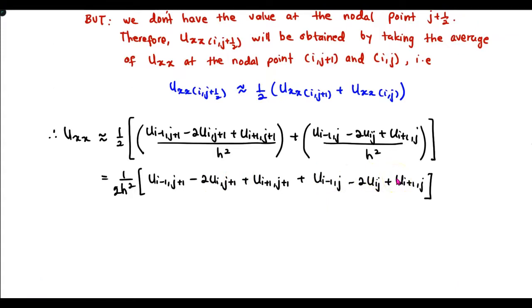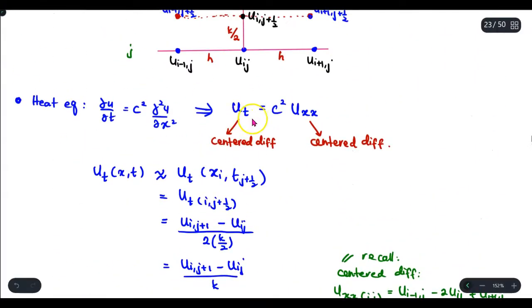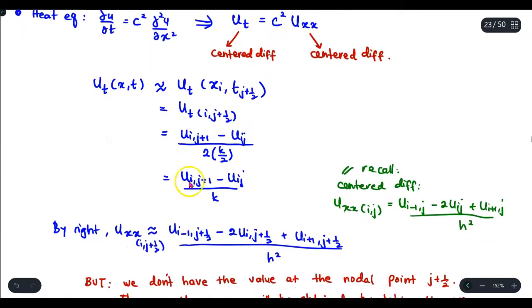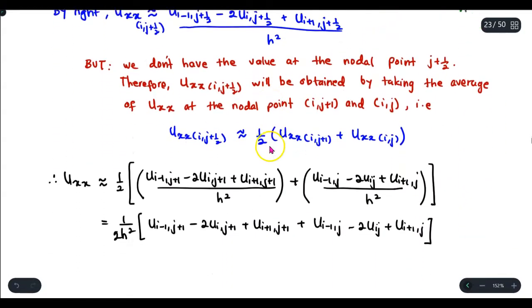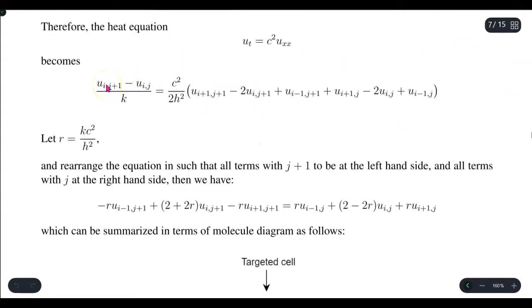So now what happened to our heat equation? In our heat equation, u sub t equals c squared u sub xx. For the u sub t, you are going to replace it with this finite difference formula here, and for the u sub xx, you are going to use this formula. So you put everything together, and you will have quite a long expression for your heat equation in the form of the finite difference method. This is what your heat equation looks like in the finite difference form.